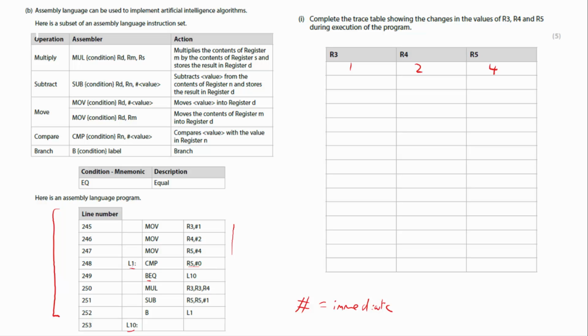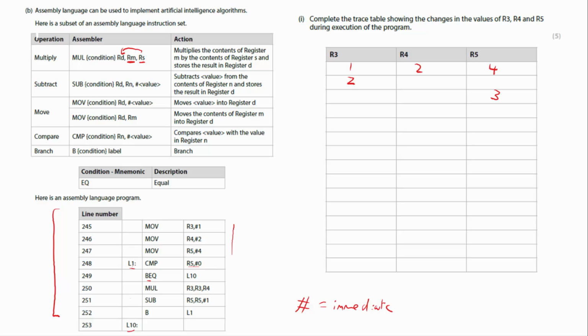Then we have to multiply, and if we go up here to see what multiply actually does, it multiplies Rm with Rs and stores it in Rd. So it's storing what R3 times R4 is, which is 2, in R3. So we write down 2 here. This is our next logical step. And then we move on to the next line, which is sub. So subtract 1 from R5 and put it in R5. So R5 is 4, so 4 minus 1 is 3, so we write it down.